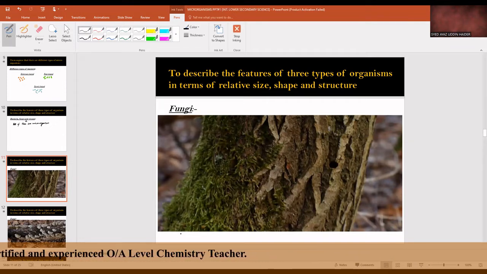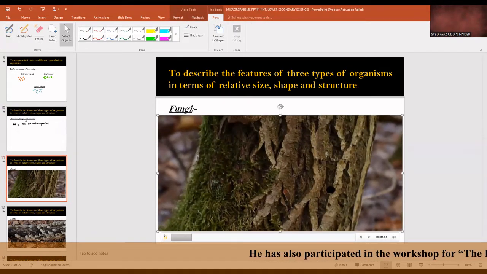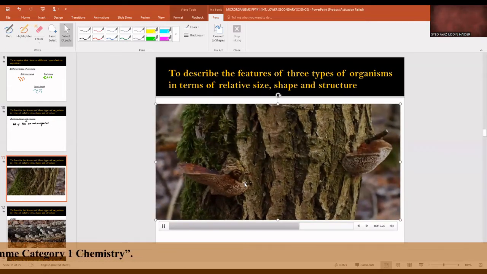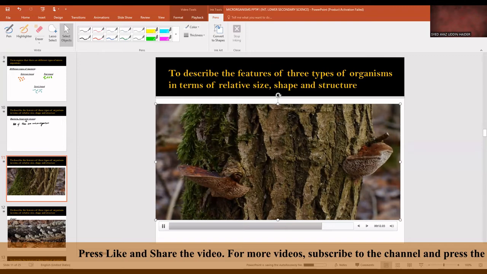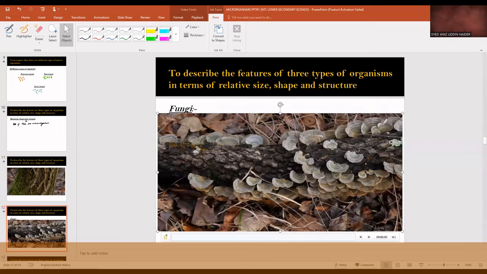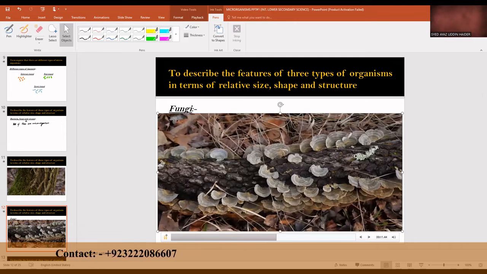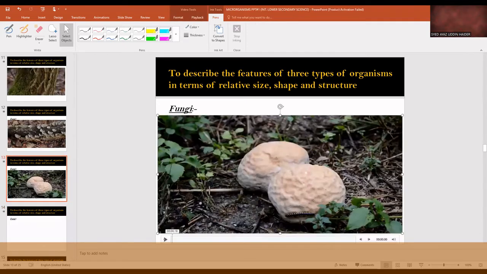This video shows fungi growing on the tree. You see, this is the fungi. Here is another type of fungi. In fact, lots of them growing on the branch of tree. These are mushrooms, a type of fungi. Some mushrooms are even used as food in some countries.